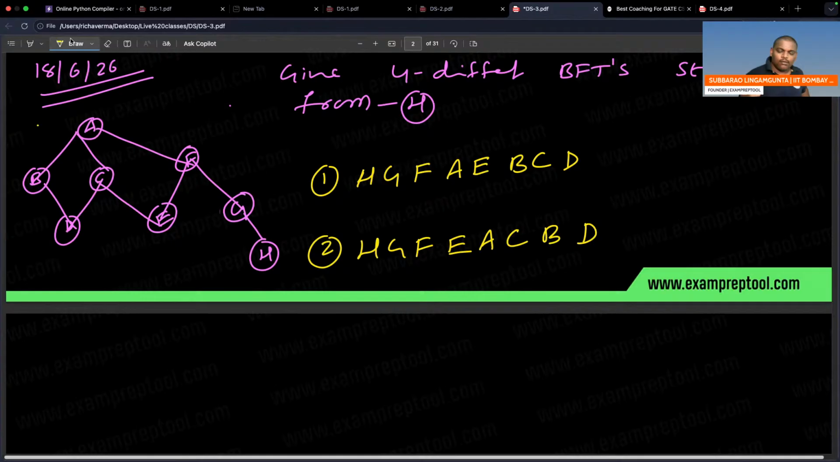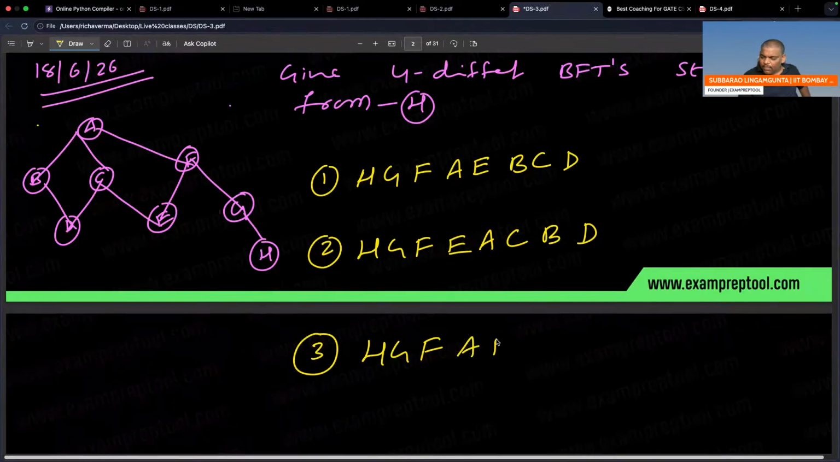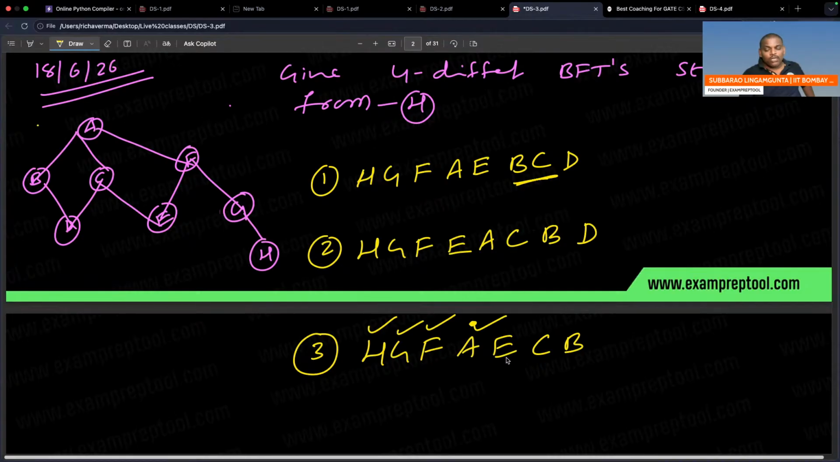So 2 things done. Let's go to 3. HGF is common. F's adjacent is AE. I wrote AE, that is also okay. So till now, no objection. See this one. A's adjacent is BC. Previously I wrote BC, now I will write CB. So A completed. Let's go to E. But one thing I want to say to you, already 7 are over, 1 person is left out, that is D. So let me know, till now, do you have any objection?